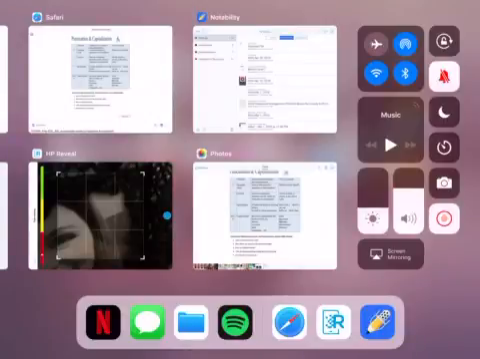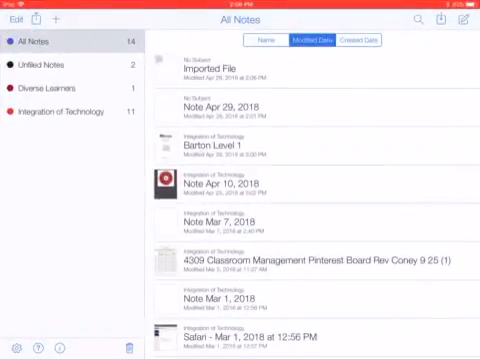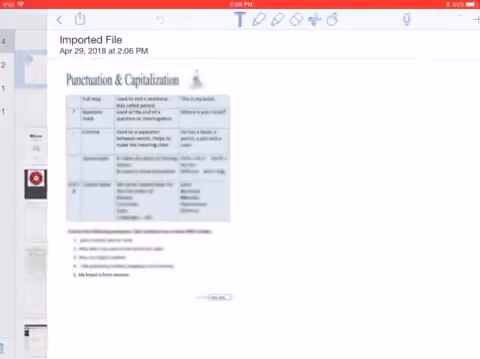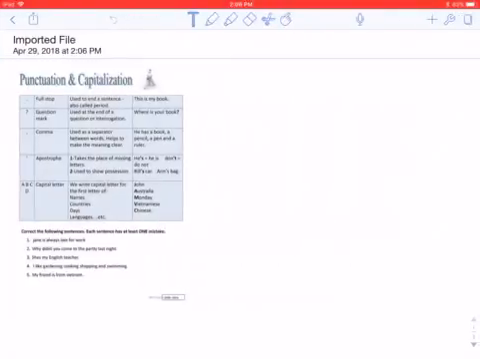Okay, so I'm going to briefly show you how you can use Notability to accommodate diverse students in your classroom. So say you're having a lesson on punctuation, and most of your students can write handwritten notes on notebook paper pretty well, but you have a couple that can't. So say you're going to use this worksheet right here that you see on the screen, and you're going to have all of your students copy down all of this information.